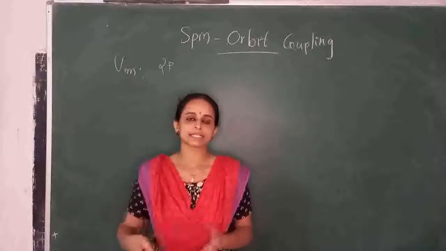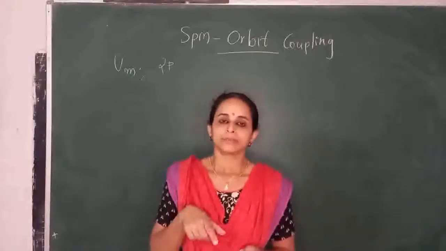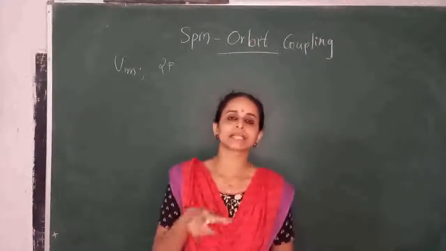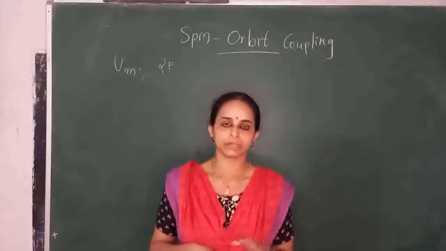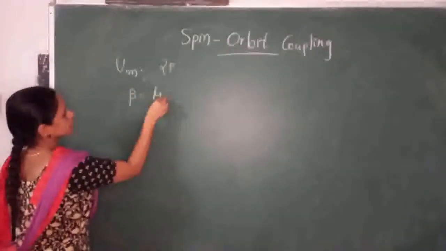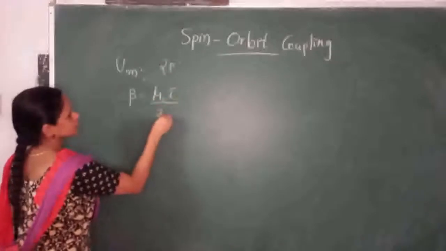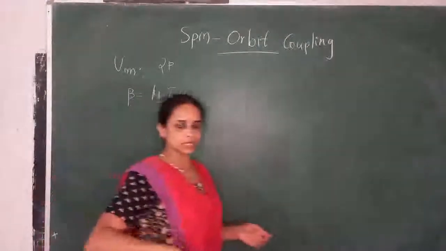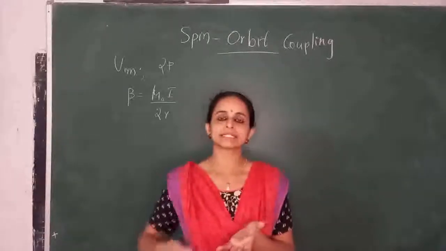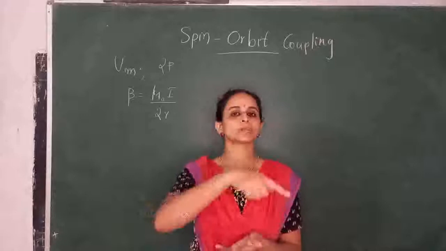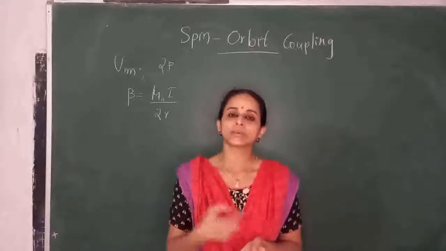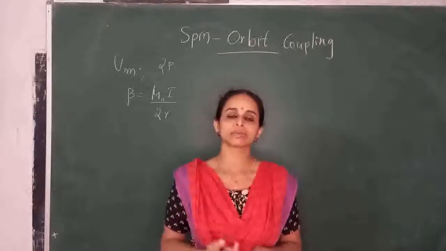So you can see that in the case of a circular wire, the magnetic field produced by the current carrying wire is given by B is equal to mu 0 I by 2R, where R is the radius of the circular loop. But you can see that for the electron, the proton or the nucleus is circulating around it with a frequency f.